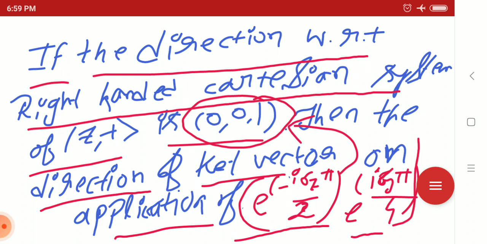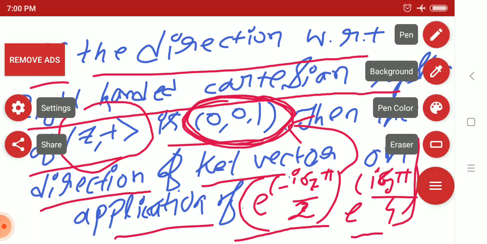So let's discuss it. Actually, this ket vector z plus is what? This ket vector z plus is the eigenvector of the spin matrix Sz. Actually, 0, 0, 1 is the Cartesian form of the ket vector z plus, and in general, z plus is the eigenvector of the spin z matrix for spin half. Okay, let's discuss, then we will discuss a lot more about it.